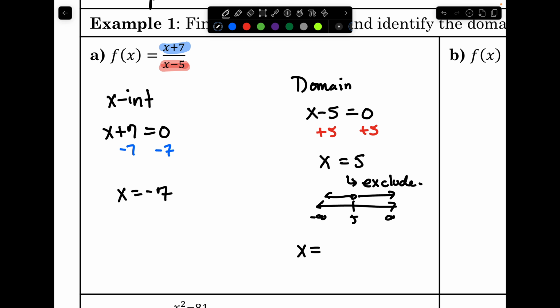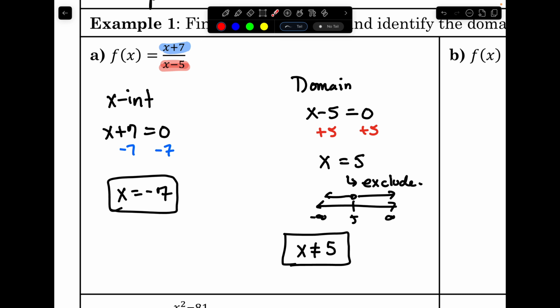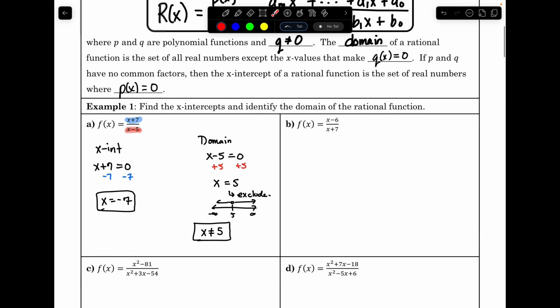Here, at least for this homework, in this assignment, we're going to write it as an inequality. So we're going to say that x cannot equal 5. The domain could be anything except for 5, and since the x-intercept that we found is at negative 7, it's not excluded from the domain, because the only number we're excluding is 5, so we have an x-intercept there. That's what I mean when the numerator and denominator, p and q, have no common factors.